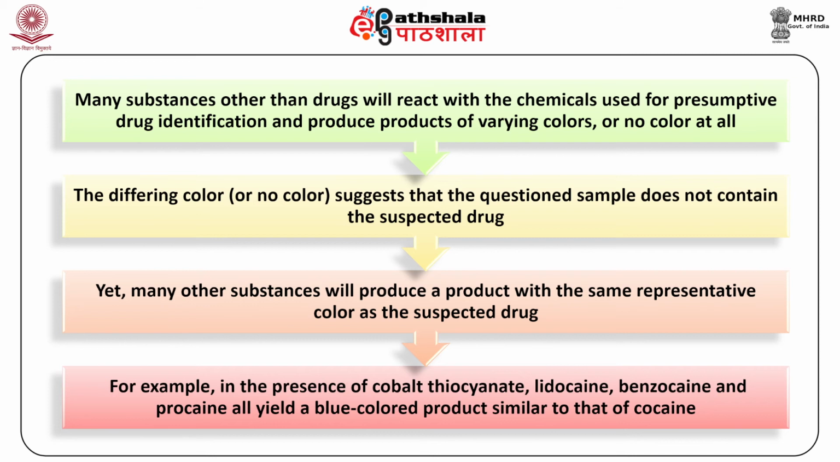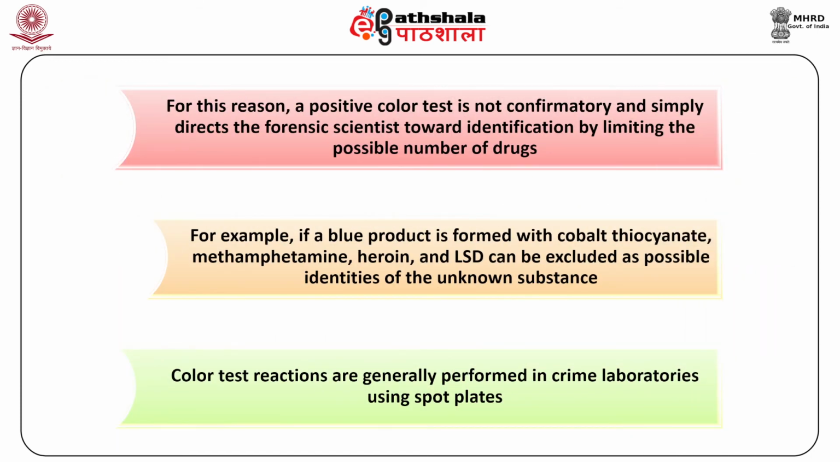For example, in the presence of cobalt thiocyanate, benzocaine and procaine all yield a blue colored product similar to that of cocaine. For this reason, a positive color test is not confirmatory and simply directs the forensic scientists towards the identification by limiting the possible number of drugs. For example, if a blue product is formed by cobalt thiocyanate, methamphetamine, then heroin and LSD can be excluded as possible identities of the unknown substance.